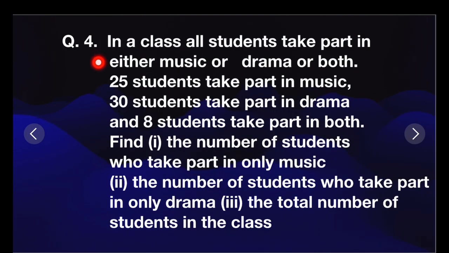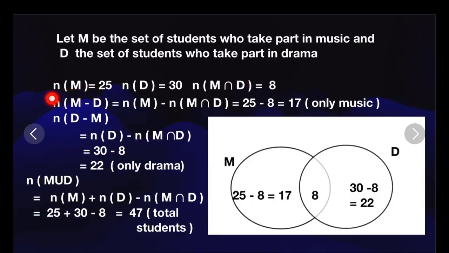Question 4. In a class, all students take part in either music or drama. So this kind of problem sums, you name the set as capital M, capital D. So here n(M) is equal to 25 students, n(D) is equal to 30 students, and those who take part in both, n(M intersection D), is equal to 8, and then you have to find out all these values. So first write down n(M), n(D) and n(M intersection D).